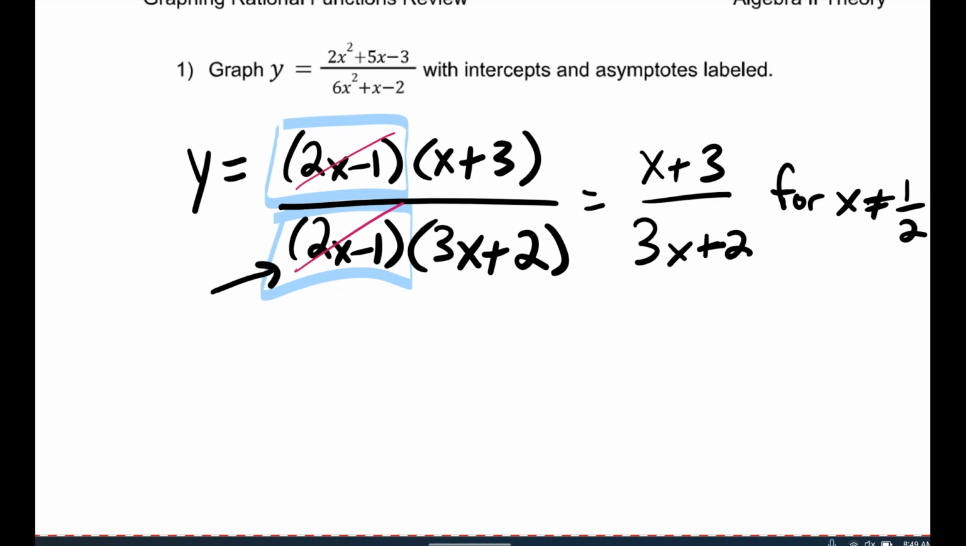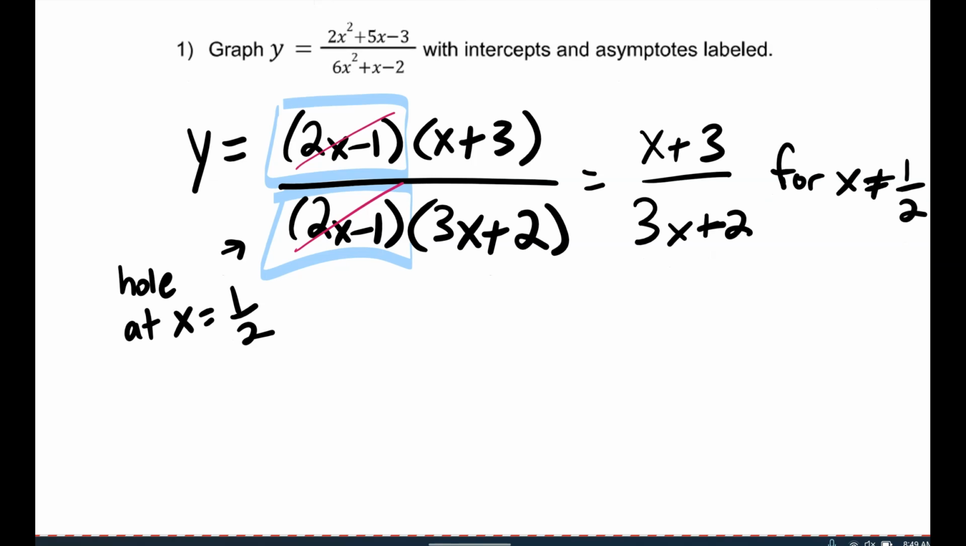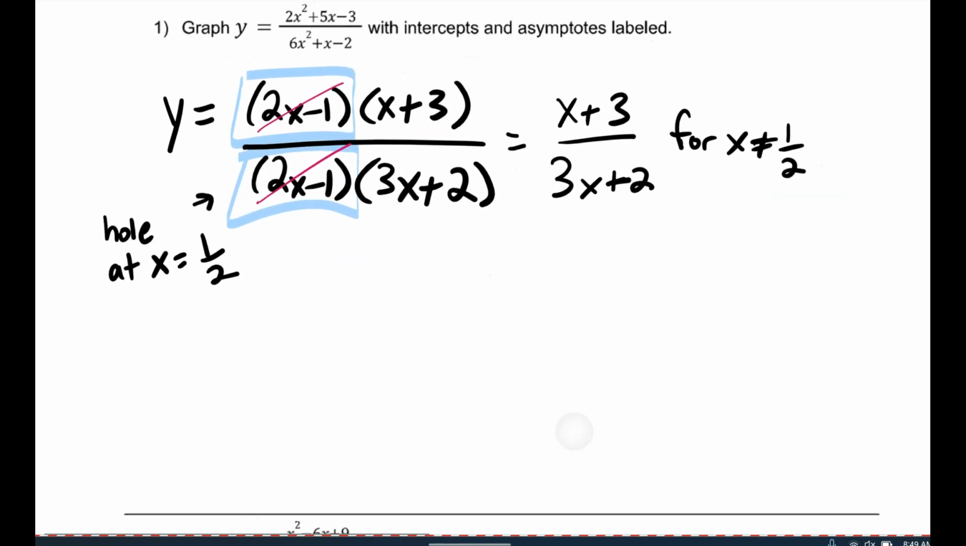So we'll come back to that when we're trying to set up our graph, but all that means is that there's going to be a hole at x equals 1/2 instead of a vertical asymptote. When I have a factor I could reduce in the top and bottom, that's going to cause a different type of discontinuity instead of that vertical asymptote. So let's get all of our pieces together.